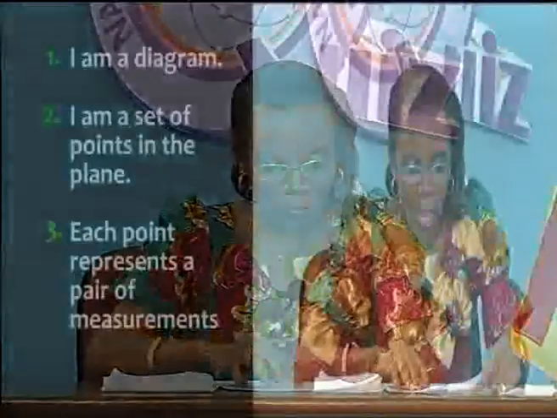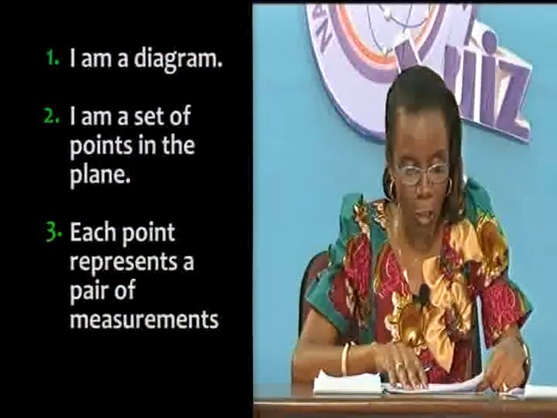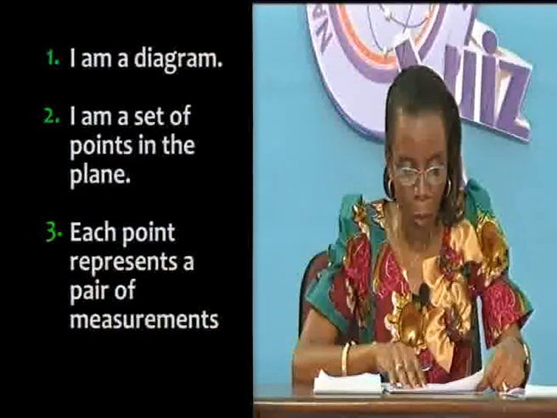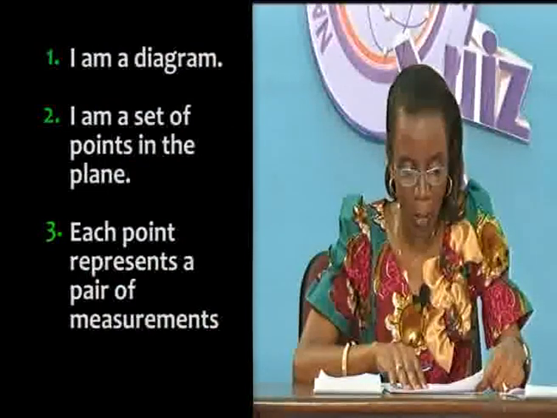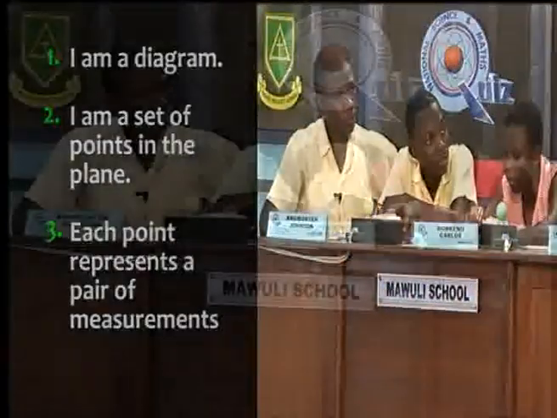The first one. I am a diagram. I am a set of points in the plane. Each point represents a pair of measurements. Yes, Mawuli School. Correlation. That's incorrect. We continue for your benefit, Achimota School.